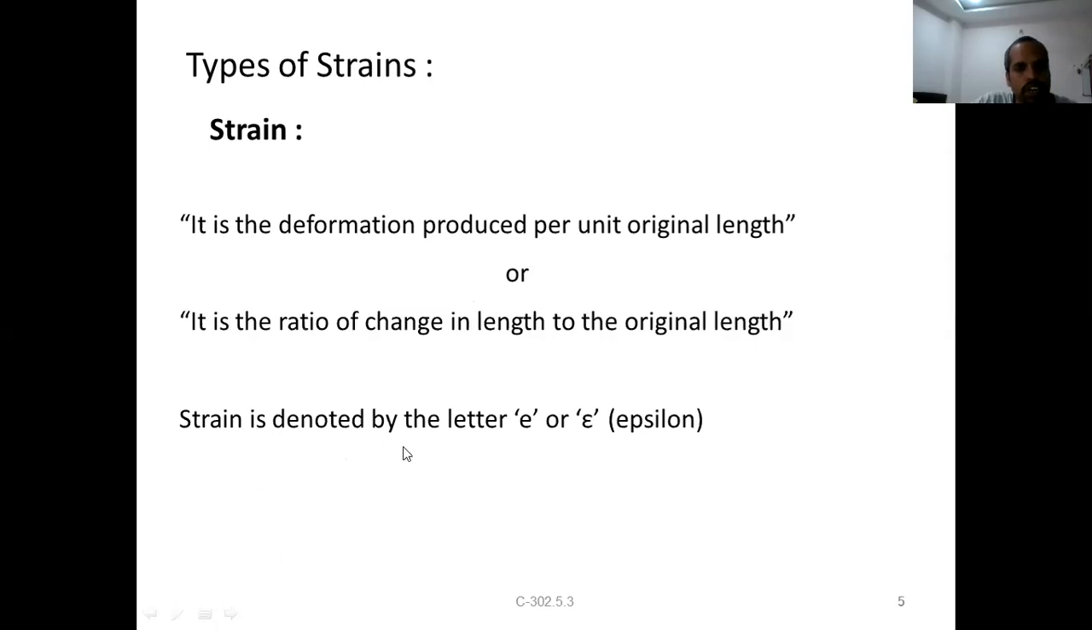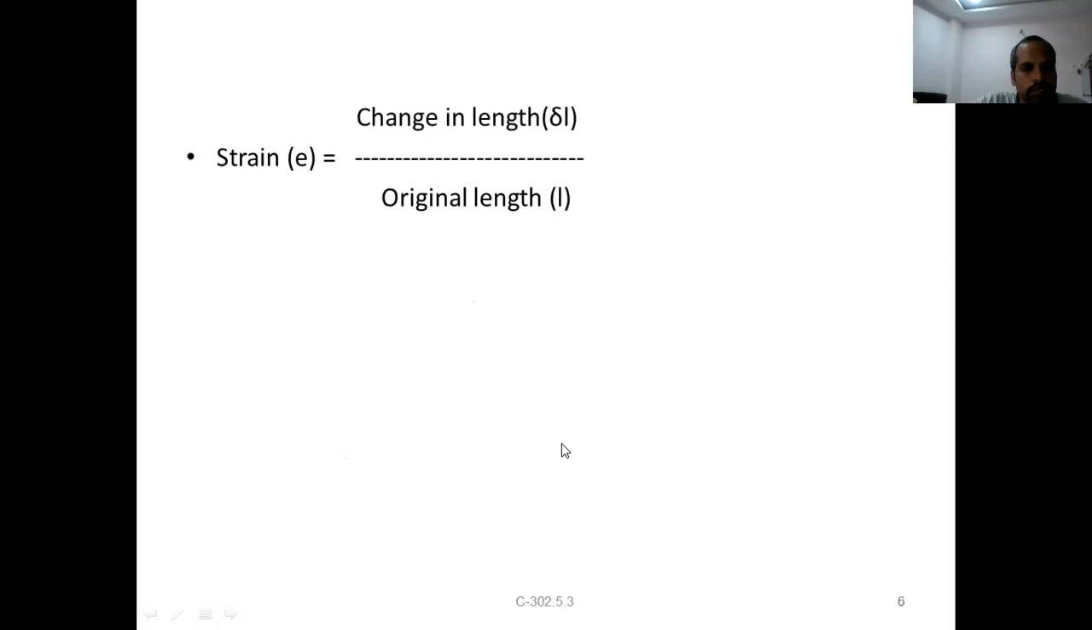The strain is generally denoted with the letter either small e or epsilon, not capital E. There is an epsilon symbol. So it's either small e or epsilon. Generally it is denoted with these letters. So strain e is equal to change in length by original length, delta L by L. e is equal to delta L by L.